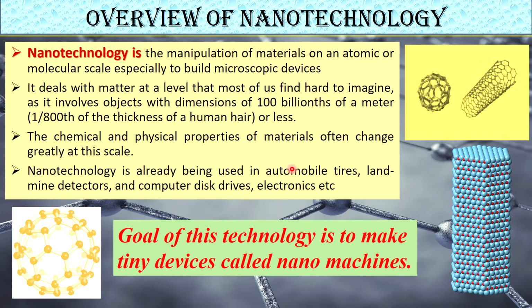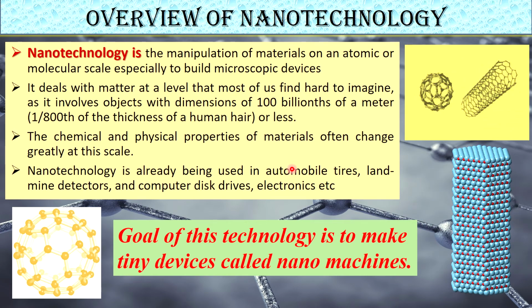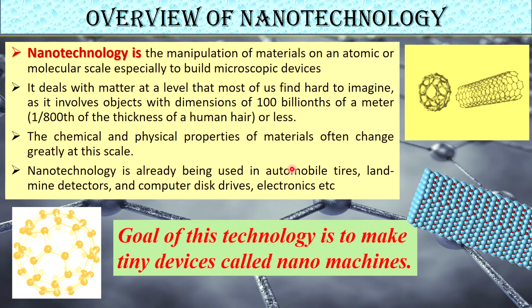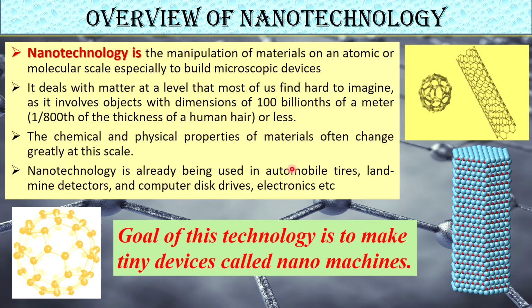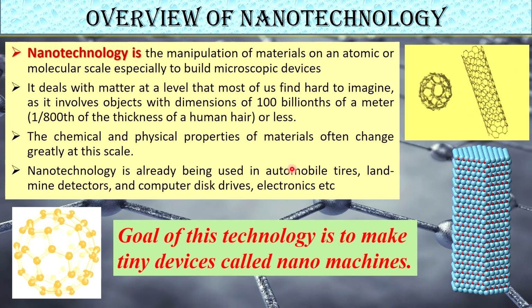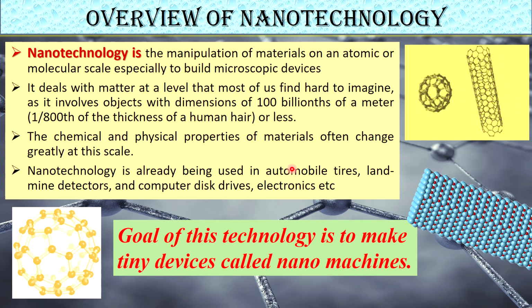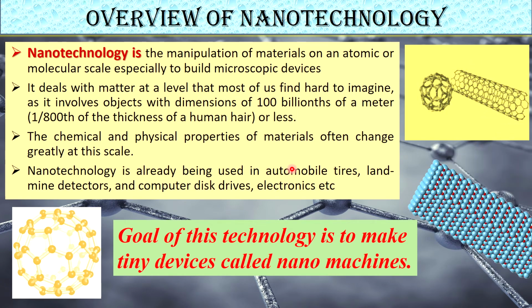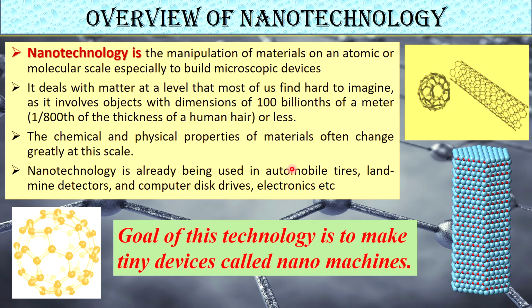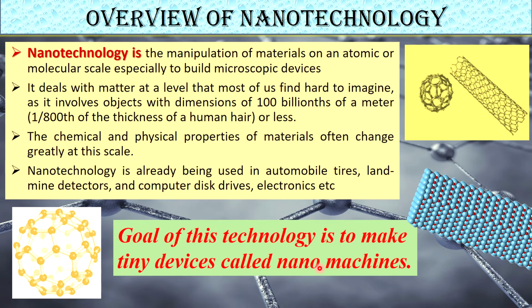At this new dimension, these materials exhibit new functionalities and properties which find a lot of applications. Placing atoms as though they were bricks, nanotechnology will give us complete control over the structure of matter, allowing us to build any substance or structure permitted by the laws of nature. Nanotechnology is already being used in automobile tires, landmine detectors, computer disk drives and electronics, etc. Thus, in a nutshell, we can say that the goal of this technology is to make tiny devices called nanomachines.